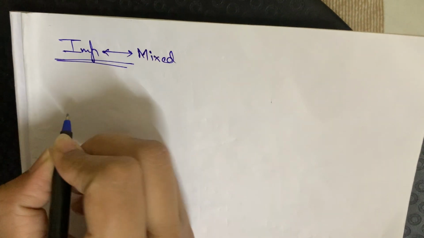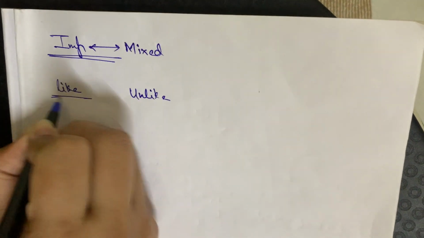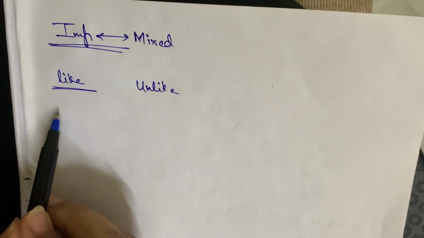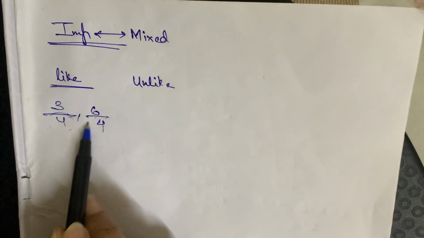Now another few types of fractions that are there are called like fractions and unlike fractions. Now what are like fractions? Like fractions are the set of fractions that have the same denominator. Let's consider 3 by 4 and 6 by 4. Now when I look at these fractions, I can see that this and this have the same denominator.